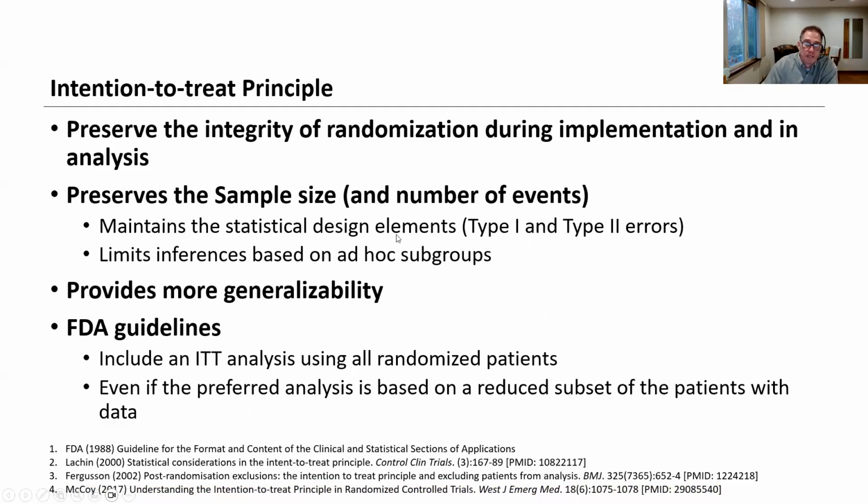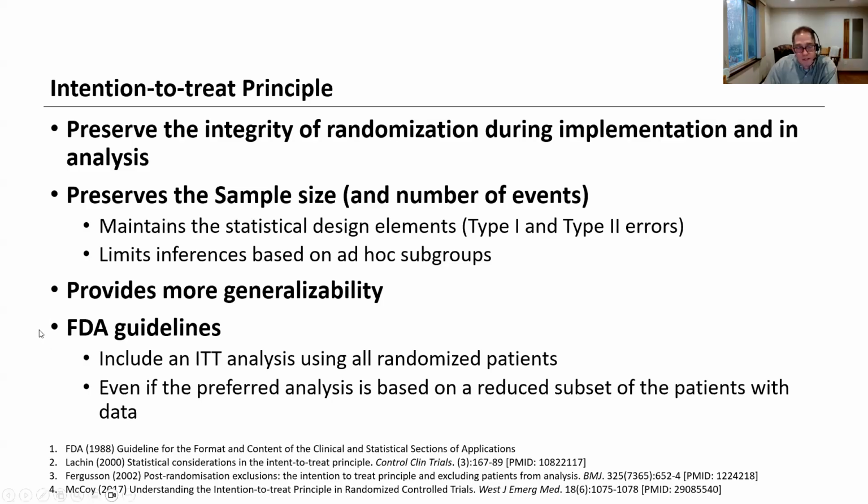By doing this, I maintain the statistical design elements, namely the type 1 and type 2 errors. This limits inferences based on ad hoc subgroups, which is why we say we shouldn't just leave out patients who were non-compliant with their treatment. Let's not leave out patients who withdrew consent unless we have to. Those sorts of things, right? This makes your estimates more generalizable because it's more reflective of what happens in the real world.